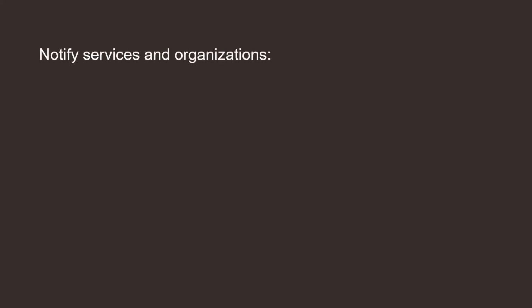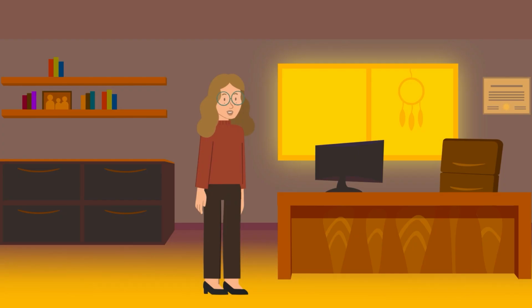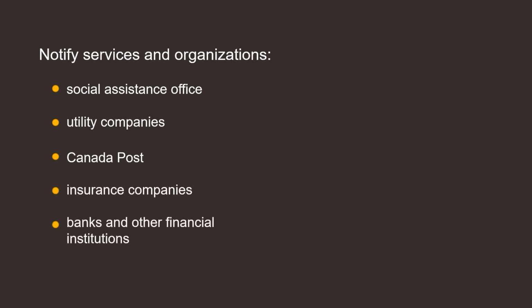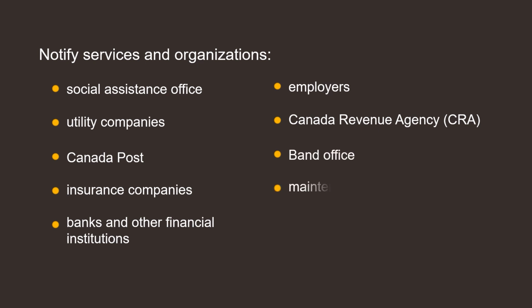Some examples could be notifying the Social Assistance Office, contacting utility and services companies, such as phone, hydro, heating, water, and internet, contacting Canada Post, contacting insurance companies, banks and other financial institutions, employers, CRA, the band office, any maintenance contractors, and canceling any memberships or subscription services.